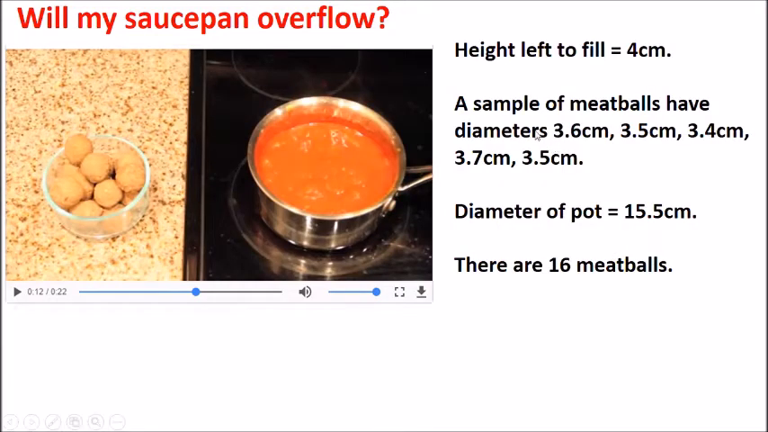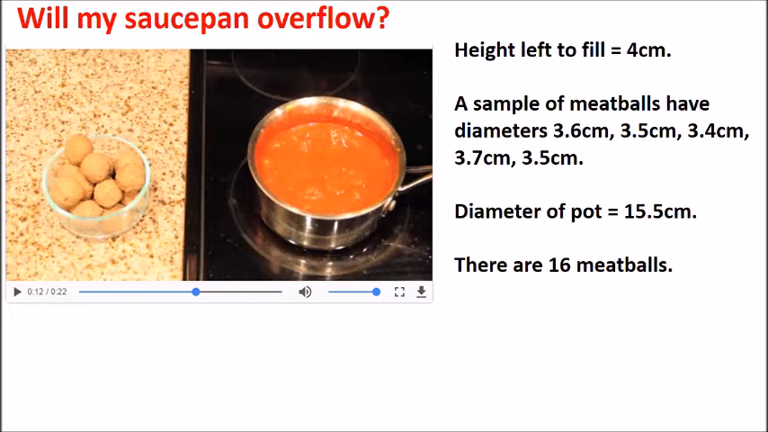So, just so you've got all of that information on one screen, here are the 4 pieces of information that I just gave you. Remember, the question is, will my saucepan overflow if I add all of these meatballs into the pan? So it's up to you what you do now. If you are feeling confident with this problem, you can just give it a go now. On your screen is enough information to solve this problem. If you're not feeling confident, leave the video running because I'm about to give you some hints.